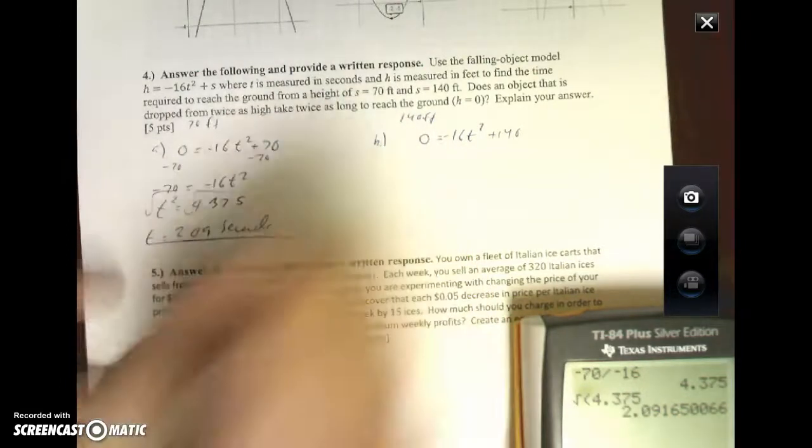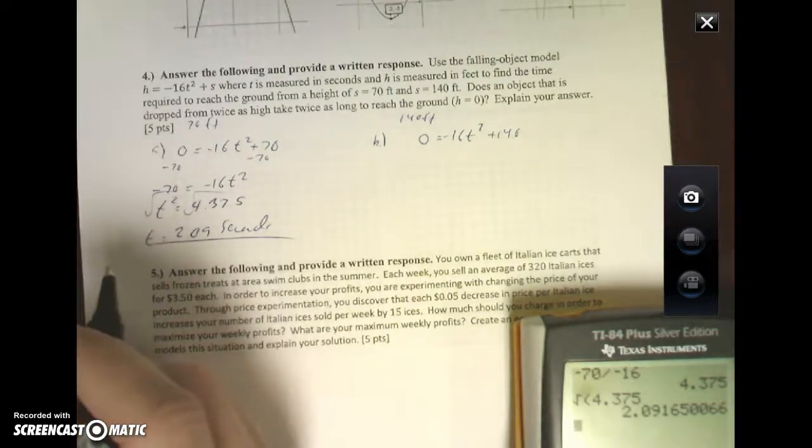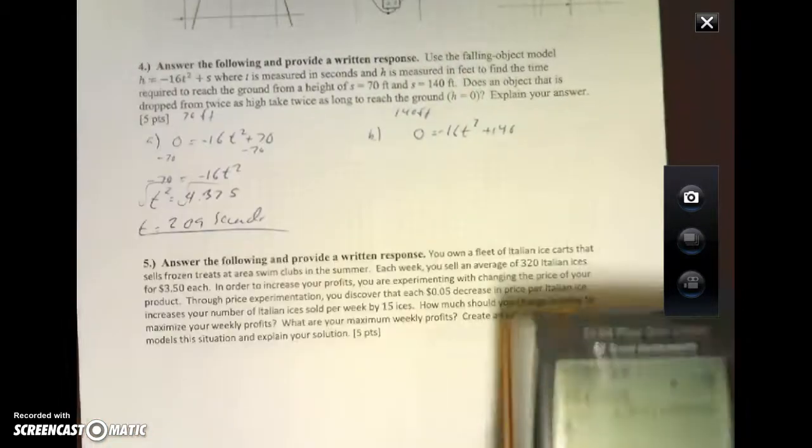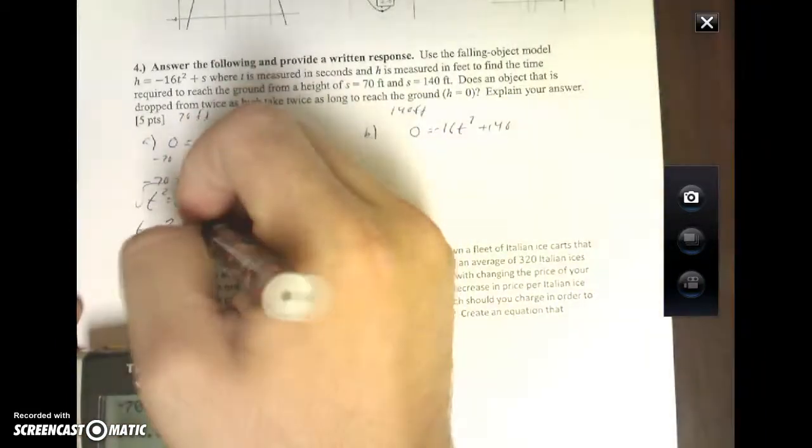Cannot stress this enough. You have to put units down, especially for word problems, or always for word problems. So that was my first one, 2.09 seconds, and yes, this is a 9. I know my handwriting's terrible, before you're all thinking it.